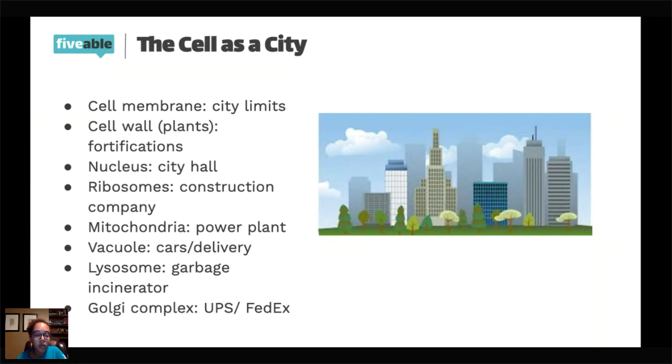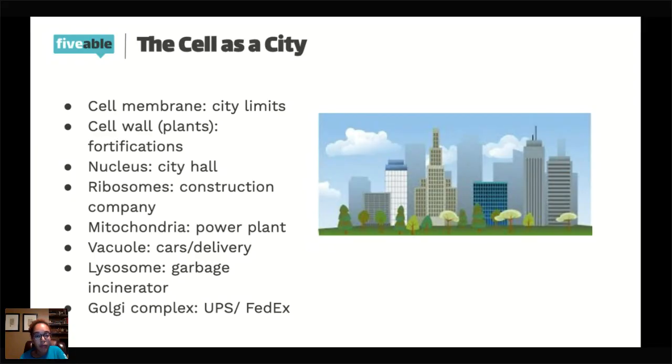And then you have ribosomes, which I think of as the construction company, because they are responsible for building proteins. You have mitochondria, which is the power plant, not necessarily the powerhouse, because it produces energy for the cell. A power plant in a city produces power for the city, like electricity to power your lights. So mitochondria produces energy to power cellular functions.